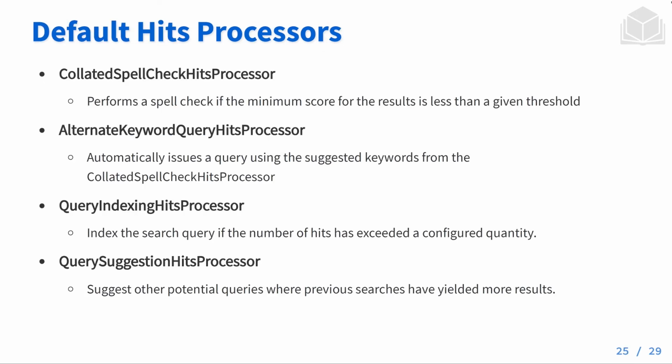There's some default hits processors available to us. There's the CollatedSpellCheckHitsProcessor, which performs a spell check if the minimum score for the results is less than a given threshold. We have an AlternateKeywordQueryHitsProcessor, which automatically issues a query using the suggested keywords from the CollatedSpellCheckHitsProcessor. We have the QueryIndexingHitsProcessor, which indexes the search query if the number of hits has exceeded a configured quantity. We have QuerySuggestionHitsProcessor, which suggests other potential queries where previous searches have yielded more results.